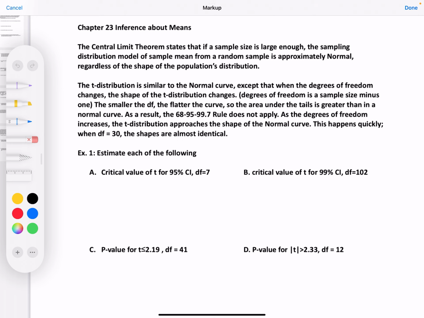Inference about means. The central limit theorem states that if a sample size is large enough, the sampling distribution model of sample mean from a random sample is approximately normal, regardless of the shape of the population's distribution.